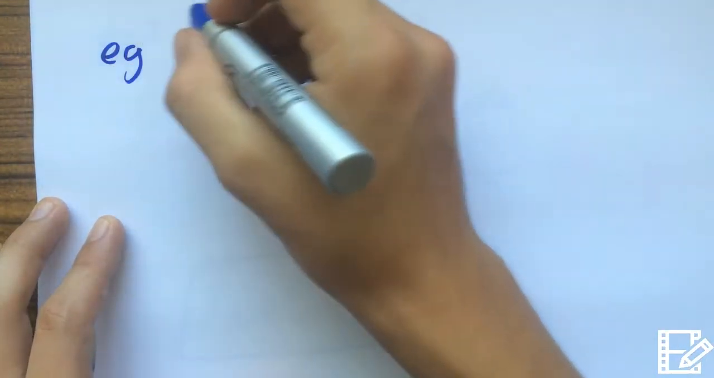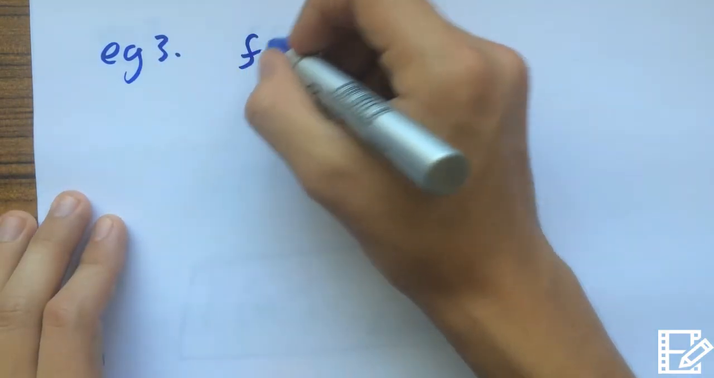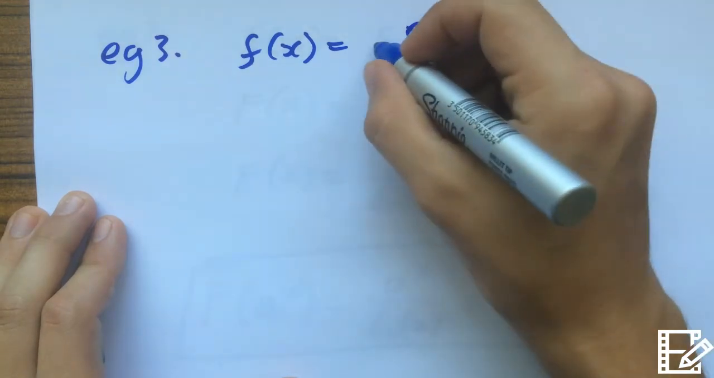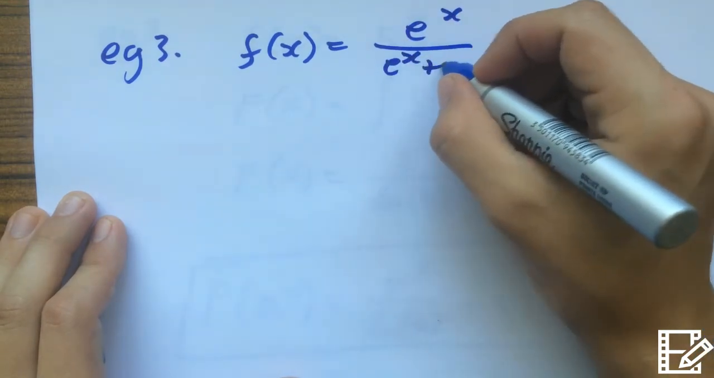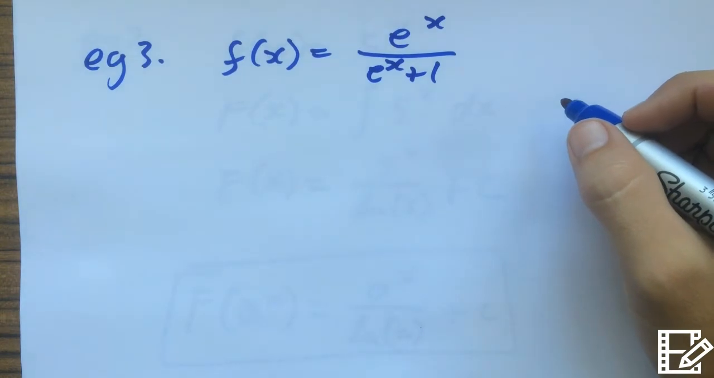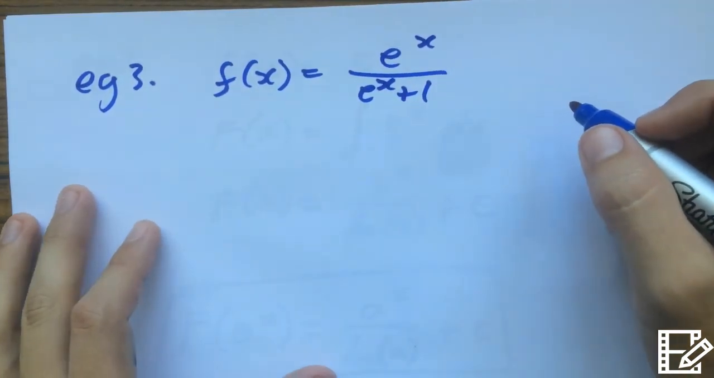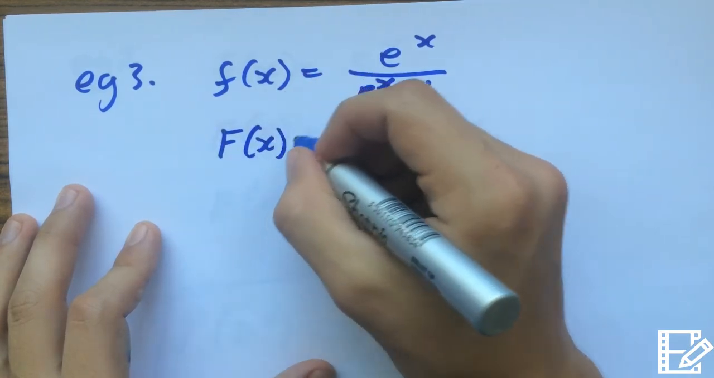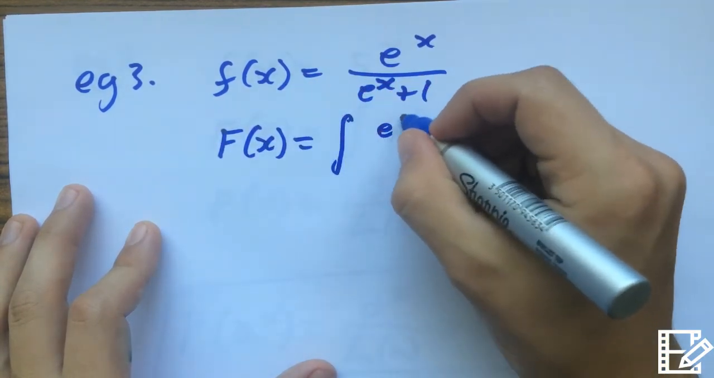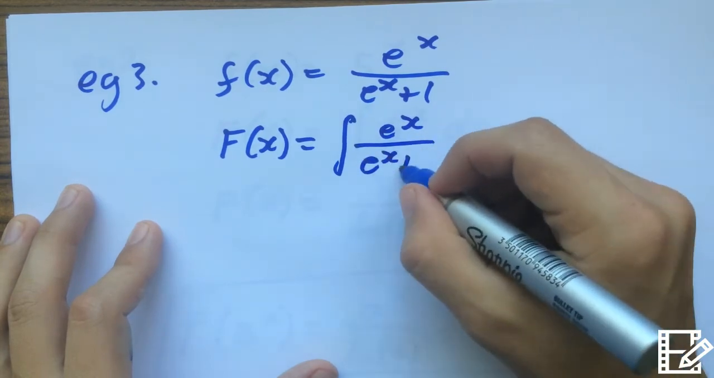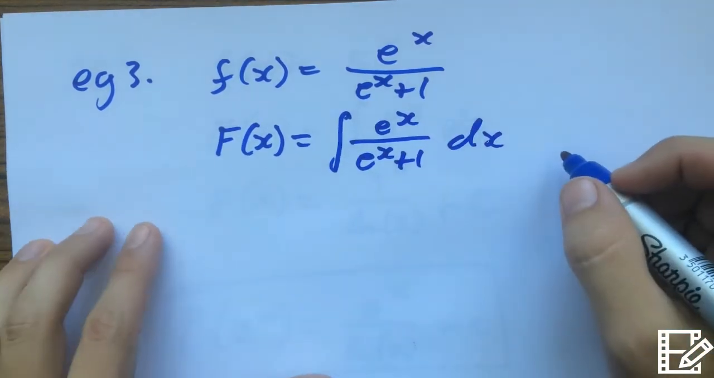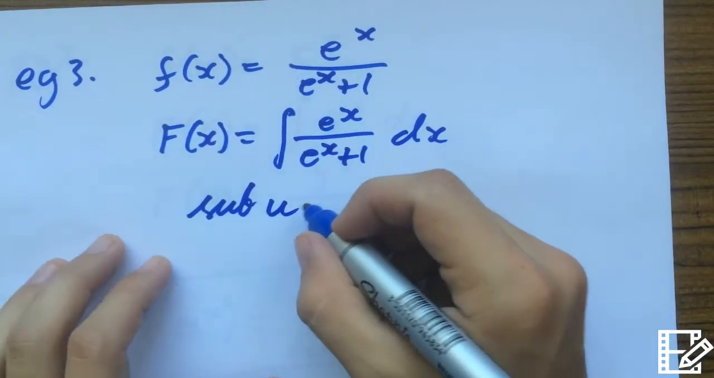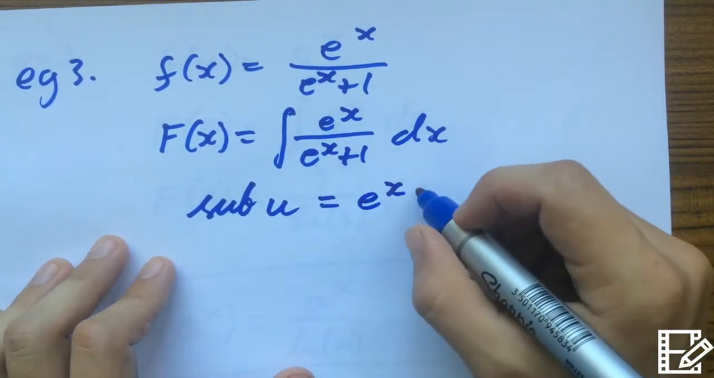Now for our final example 3. We have f(x) equals e to the power of x on e to the x plus 1. Okay. So what we're going to do is we're going to find the integral of both sides, and I'm going to use the substitution. So I'm going to sub u in for e to the power of x plus 1.